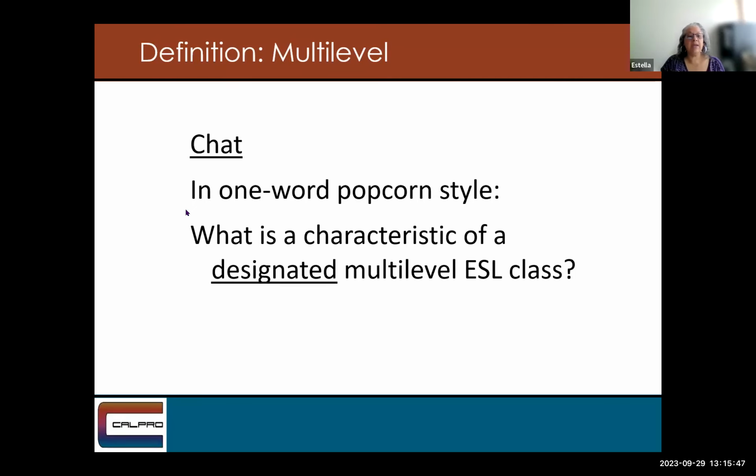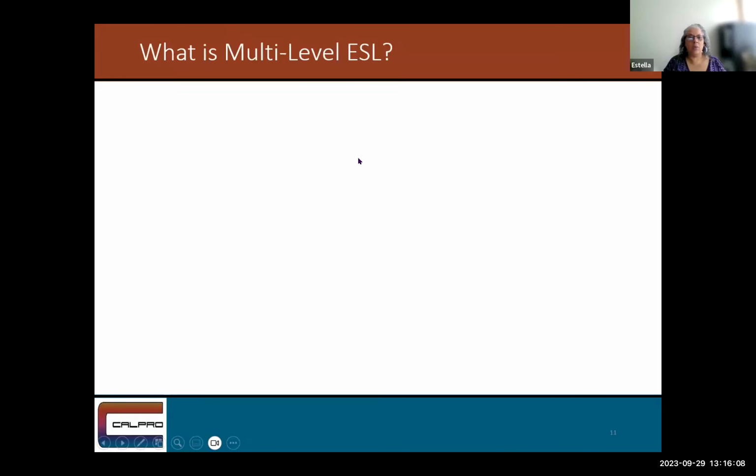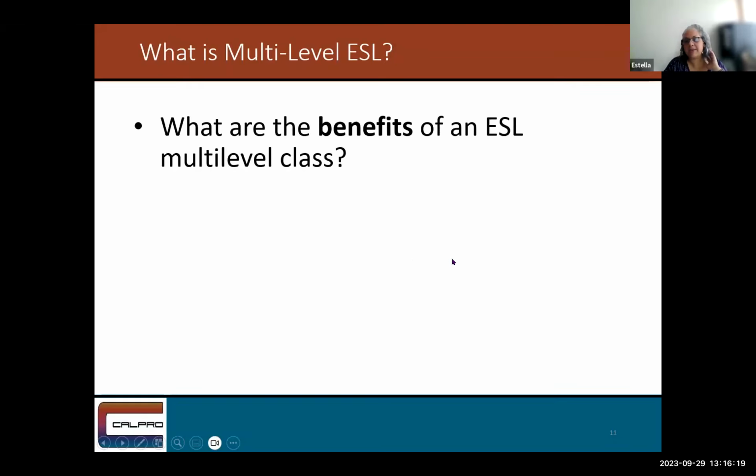So: diverse, the class is broad spectrum and individualized, varying worldly experience, challenging, cooperative groups, challenging and fun, and multi-generational. Those are great, thank you for your input. Those are awesome. So now let's take a look at what multi-level ESL is. Considering some of the thoughts that you've already shared, what are some of the benefits of a multi-level ESL class? If you want to come off mute, you can quickly share a couple of benefits.